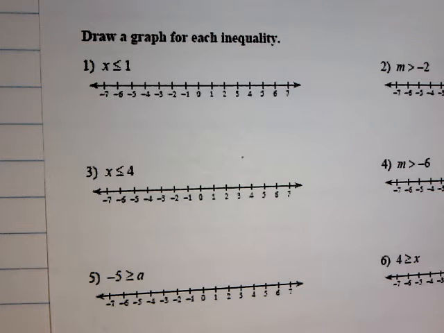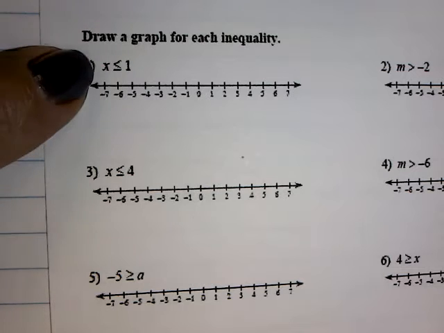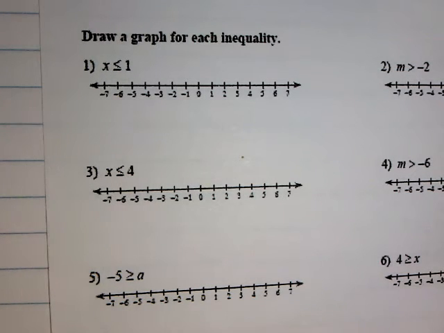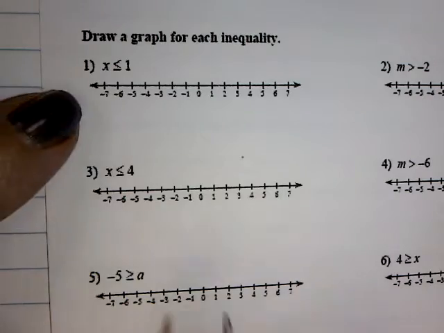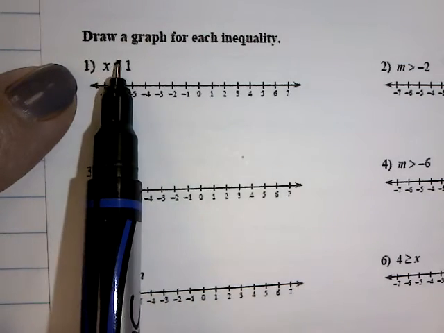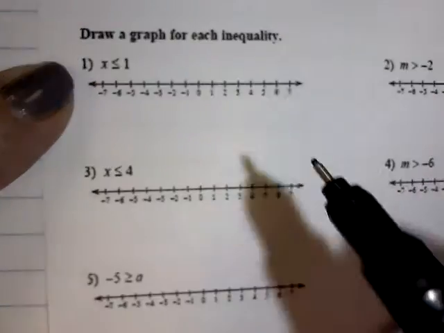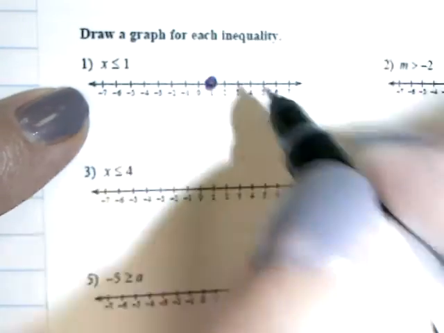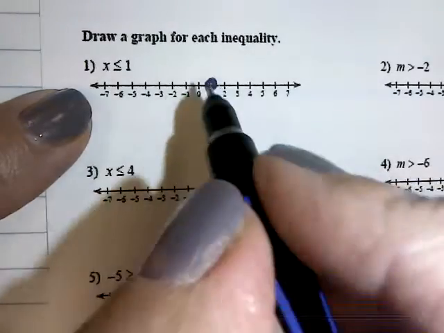Okay? Remember, it's so much easier if your X is on the left-hand side. So at any time that you see the X on the right-hand side, we're going to stop and flip it around, and so your X is on the left. Okay? So this says X is less than or equal to 1. So here's my 1. Closed circle because of the equal sign to the left.